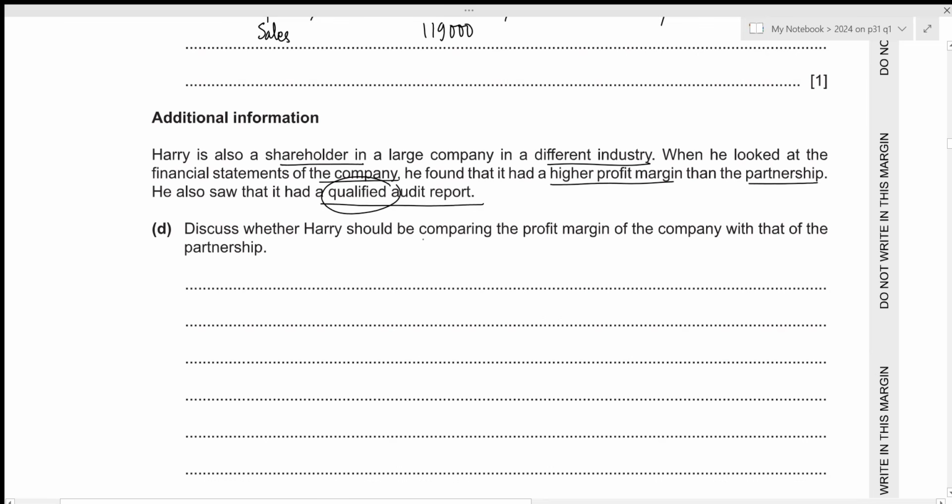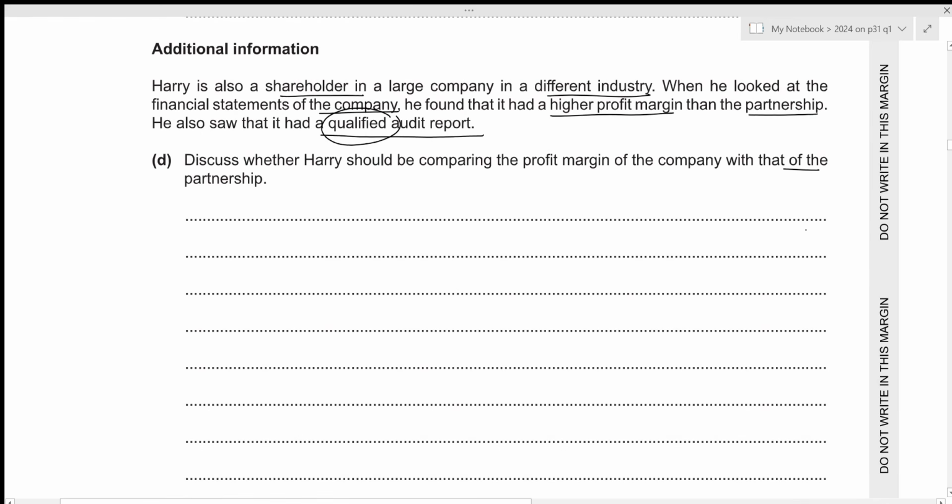Now we need to discuss whether Harry should be comparing the profit margin of the company with that of the partnership. This is of 3 marks. So we need 1 comment on why it should be comparable, 1 comment on why it should not be, and we can also relate it to the audit report being qualified and that we are comparing the profit margin of a partnership to that of a company. Okay, so the very first comment is that as the audit report is qualified, the financial statements does not show a true and fair view of the company.